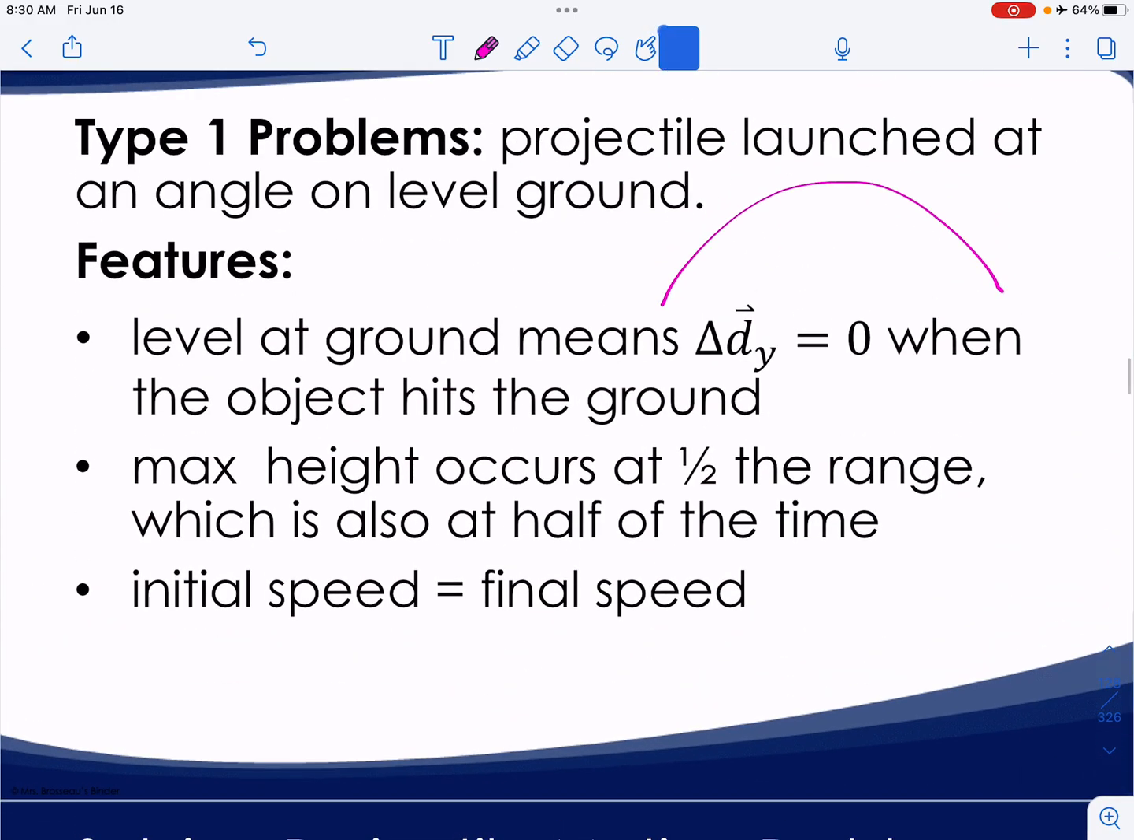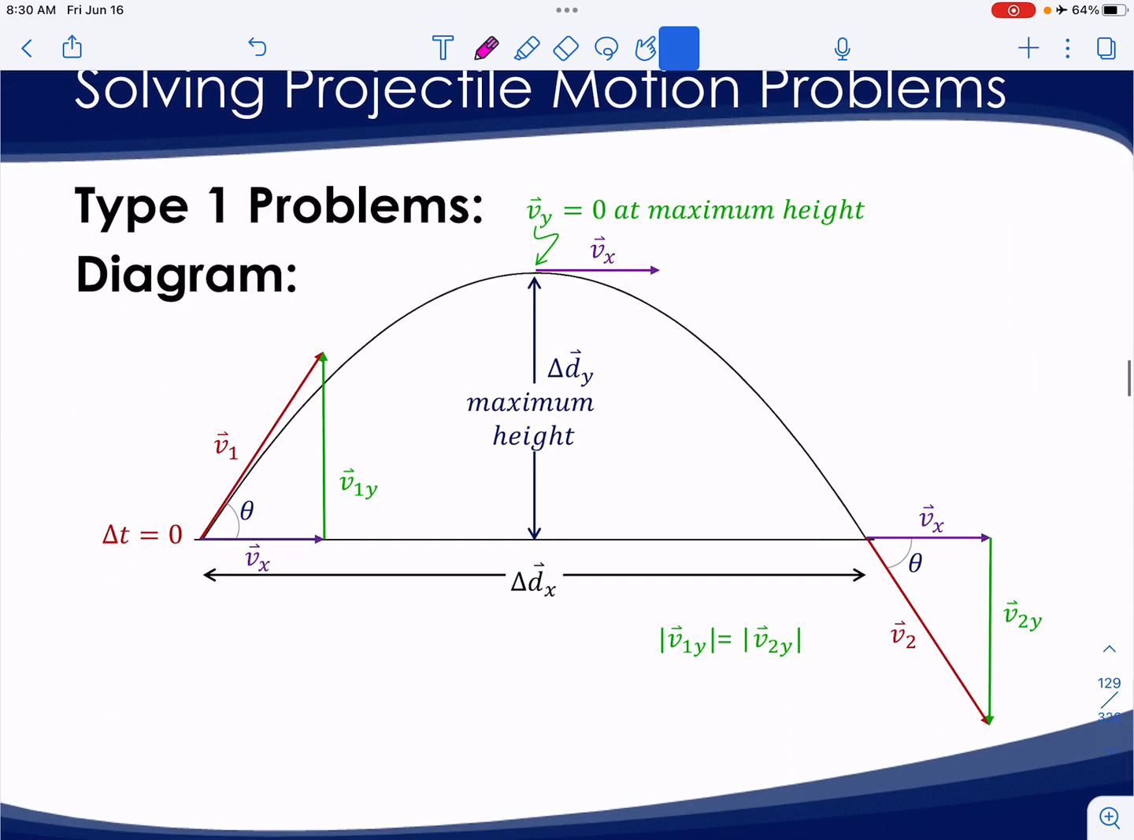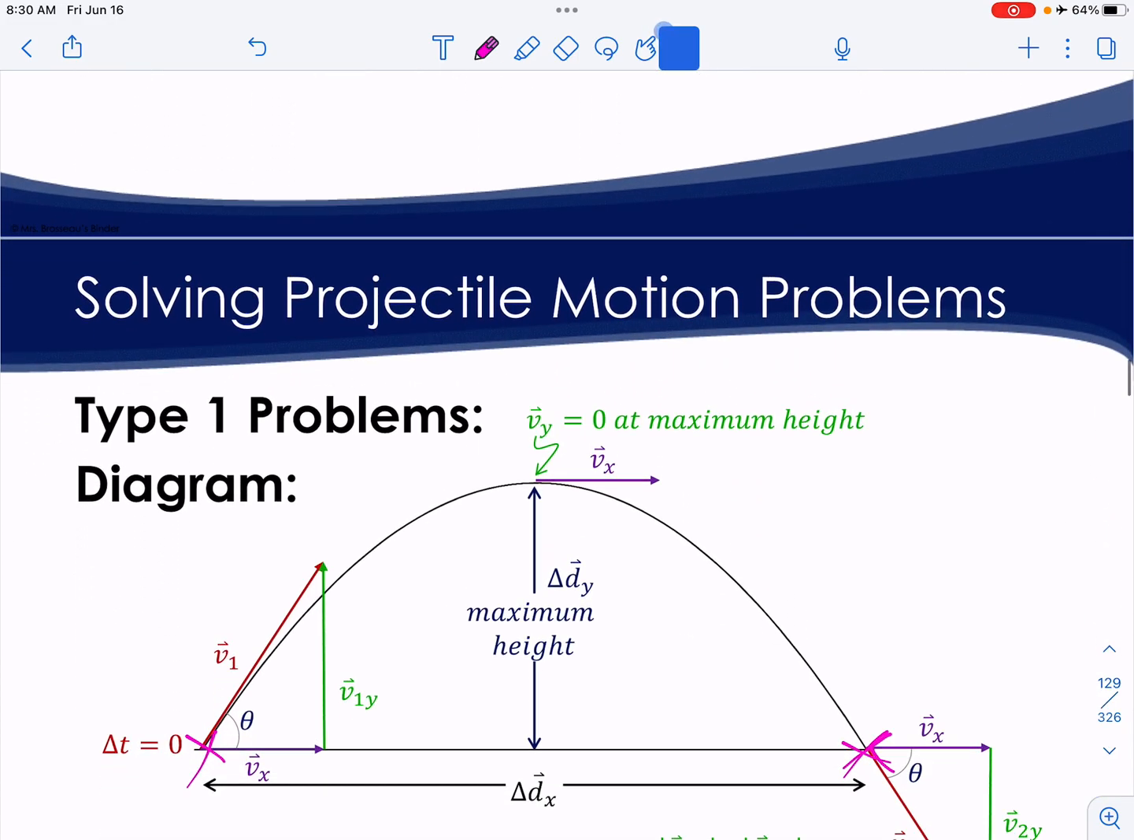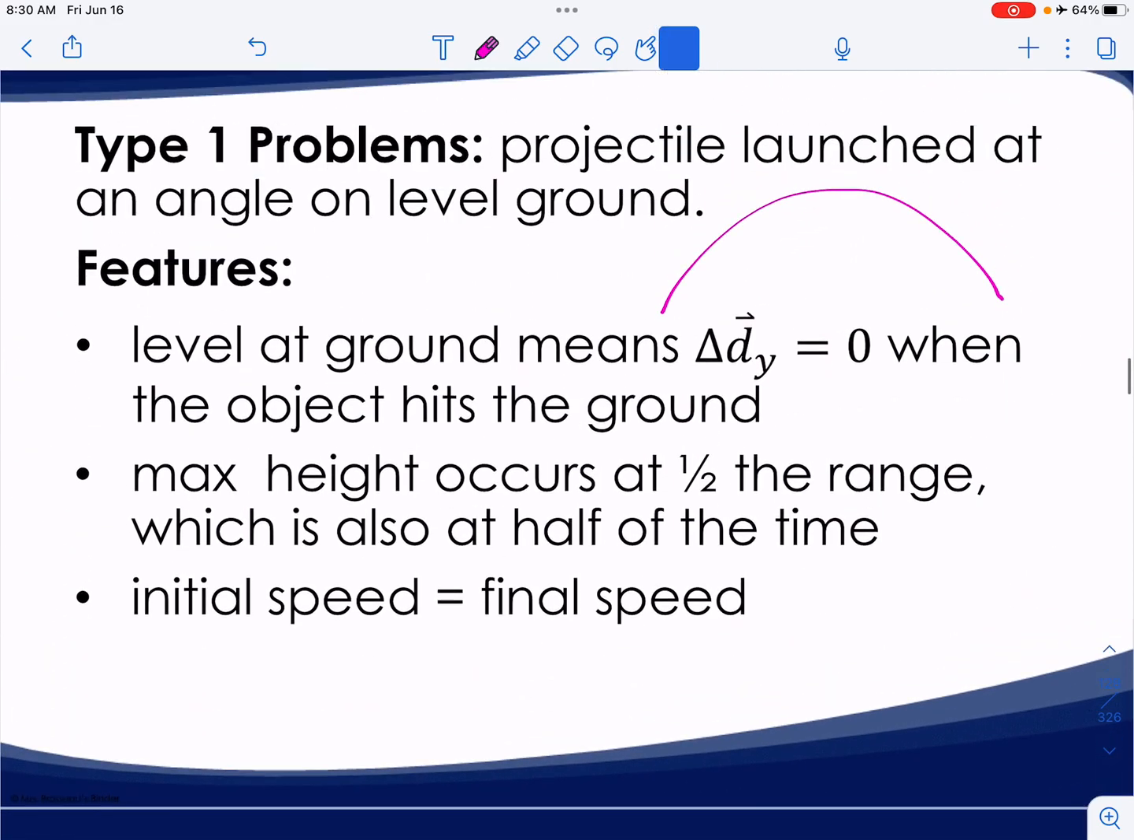For this, level ground means delta dy is equal to 0. That means that when it lands, it's starting at 0 and it's ending at 0. The max height occurs at half the range, right here. The maximum occurs at half of delta dx, which is at the half time. And the initial speed is going to equal the final speed. The initial speed will look like this, and the final speed will look like that, but the magnitude will be the same.